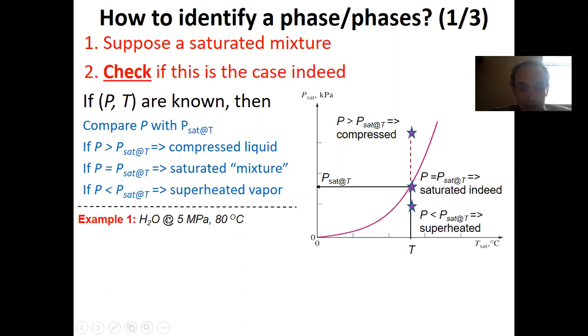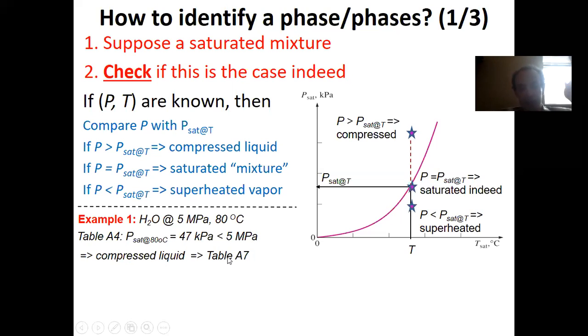Let's say I have H2O at 5 megapascal and 80 degrees Celsius. It's similar to example 3.8 in your textbook. So what can you do? I will check: what is my saturated pressure at this given temperature? It's 47 kilopascals. But your real pressure is higher. It's 5 megapascals, right? So what does it mean? That you are in compressed liquid. So now you know where to go, and you go to table A7. Only now you should show this analysis.